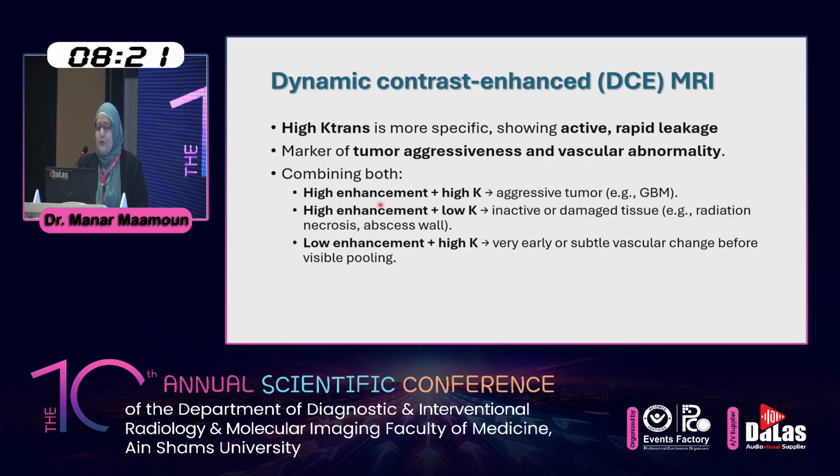By combining both contrast and perfusion, high enhancement and high K-trans value usually go with aggressive tumor like GBM. Enhancing lesion with a low K-trans value represents damaged tissue, like radiation necrosis. We can see an enhancing lesion, but the K-trans value is low because there is no high rate of contrast leakage. Low enhancement and high K-trans is considered suspicious, because the K-trans value and the perfusion can precede the changes that occur with contrast enhancement.